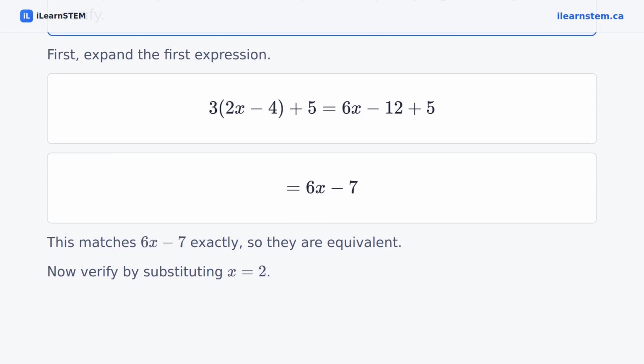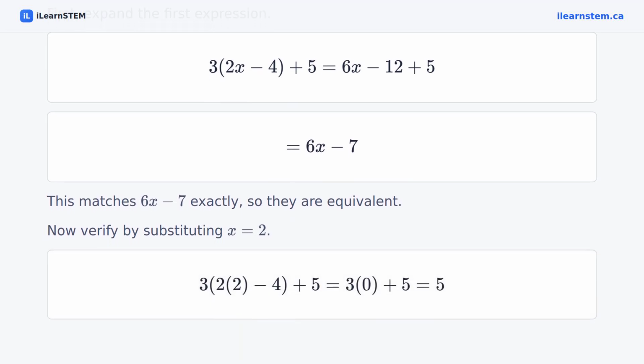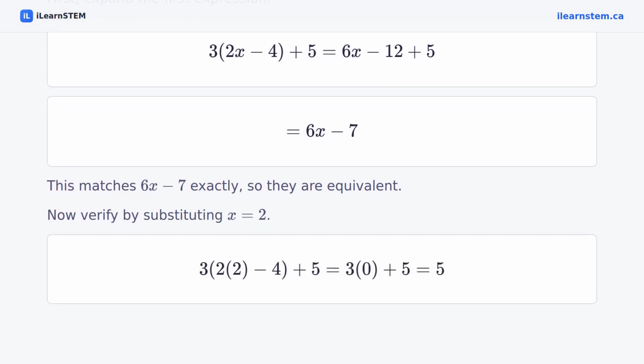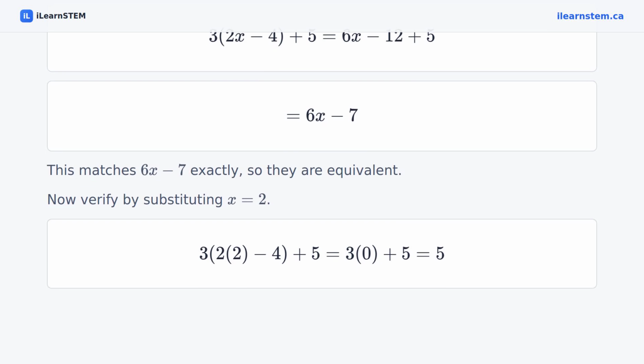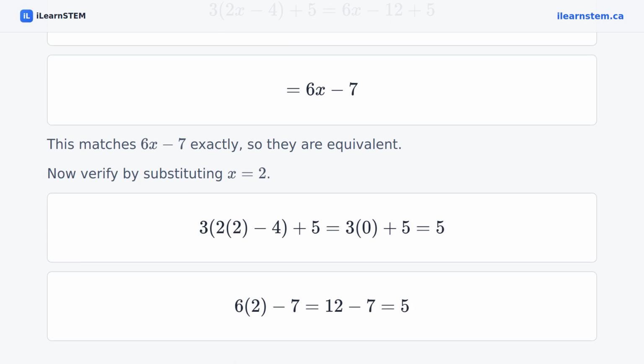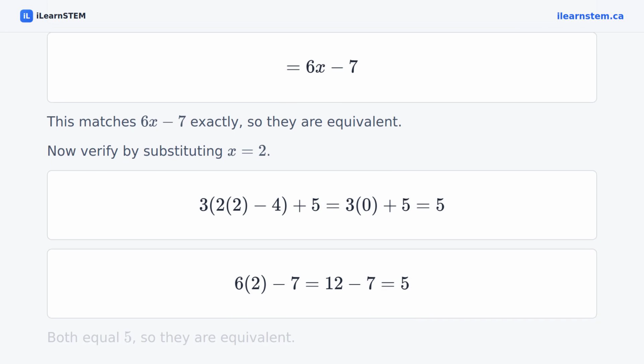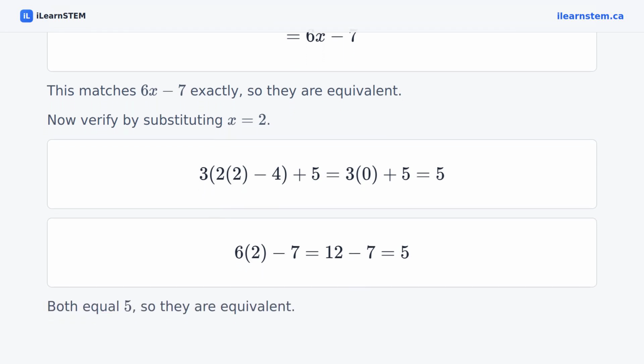Now we verify by substituting a value, say x equals 2. For the first expression, 3 times 2 times 2 minus 4 equals 3 times 0 plus 5 equals 5. For the second, 6 times 2 minus 7 equals 12 minus 7 equals 5. Both equal 5, confirming they are equivalent.